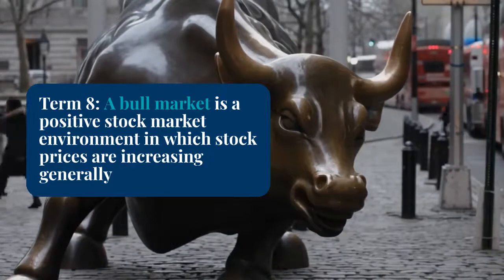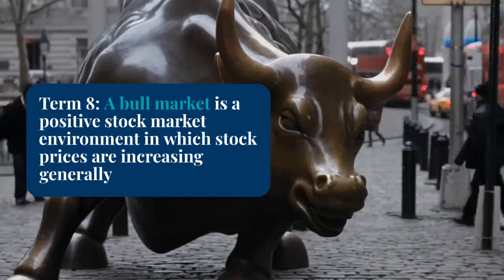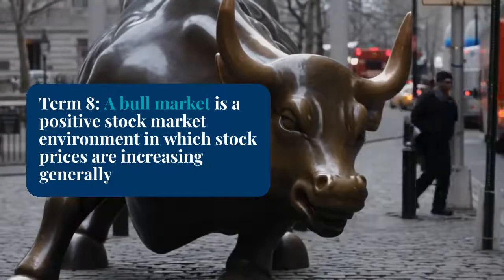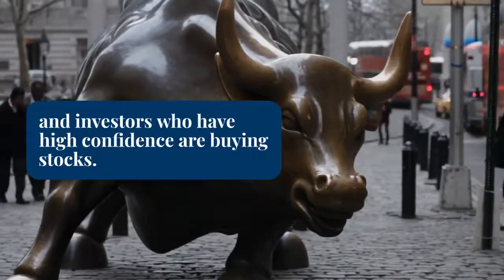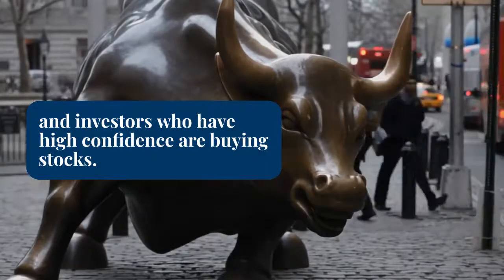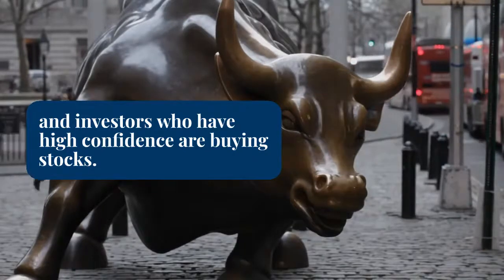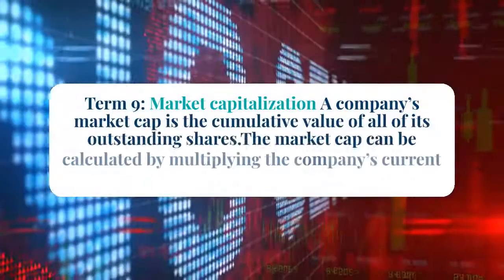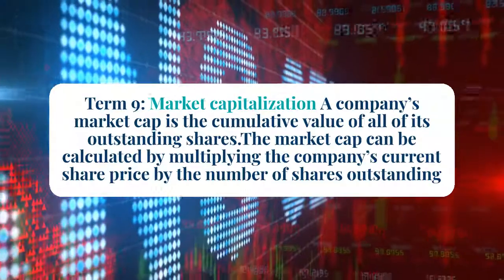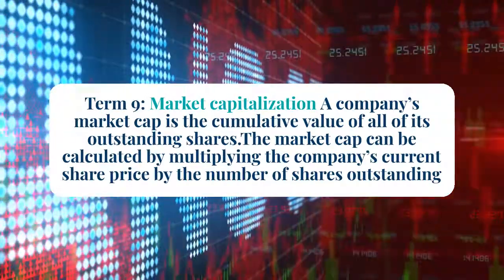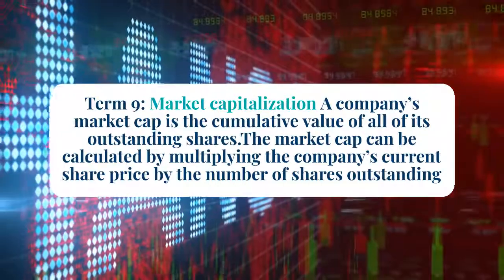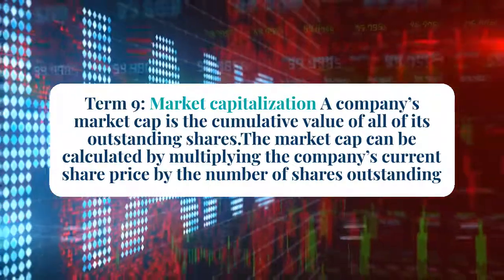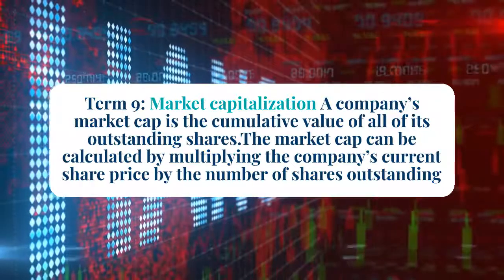Term 8, a bull market. A bull market is a positive stock market environment in which stock prices are increasing generally, and investors who have high confidence are buying stocks. Term 9, market capitalization. A company's market cap is the cumulative value of all of its outstanding shares. The market cap can be calculated by multiplying the company's current share price by the number of shares outstanding.